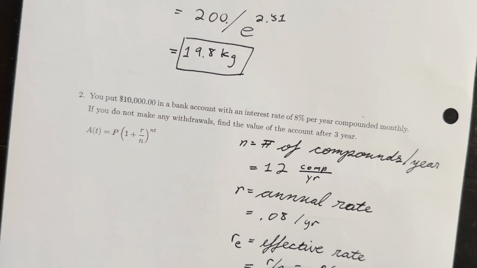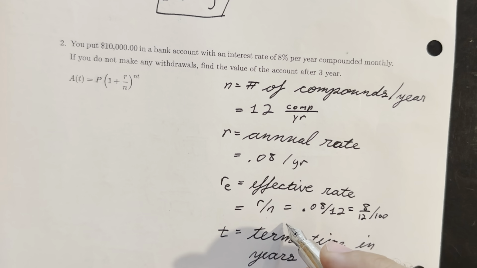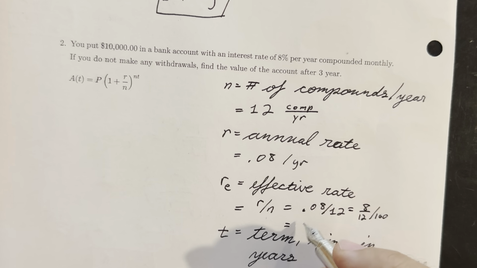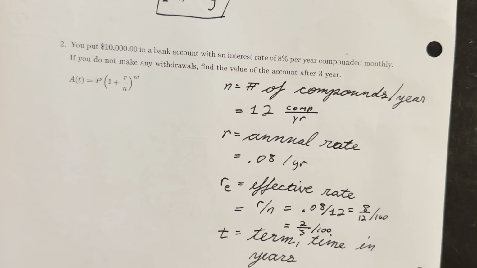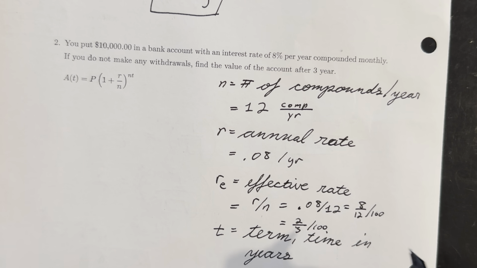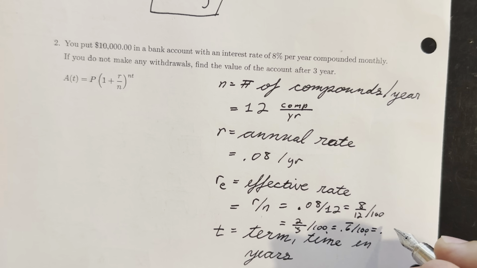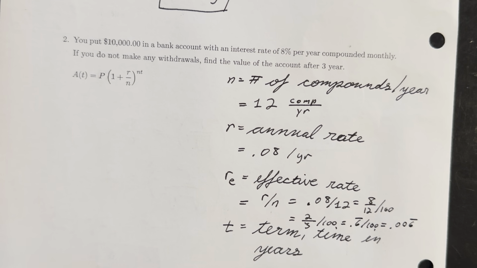And our effective rate, let's go ahead and calculate that, 0.08 divided by 12, which is the same as 8 over 12 divided by 100. And 8 and 12 are both divisible by 4. So 2/3 divided by 100. Now, 2/3, that's 0.6 repeated. Still divided by 100, or simply 0.006 repeated. That's how you could figure that out without a calculator.